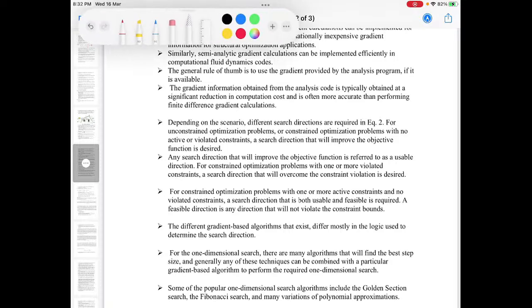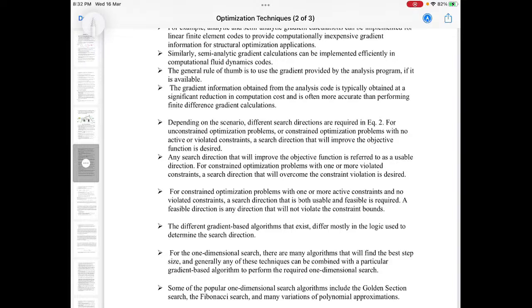Further we can see that any search direction that will improve the objective function is referred to as a usable direction. So which is a usable direction? Any search direction that will improve the objective function. And for constrained optimization problems with one or more violated constraints, a search direction that will overcome the constraint violation is desired. So we have to have a search direction that will overcome the constraint violation.